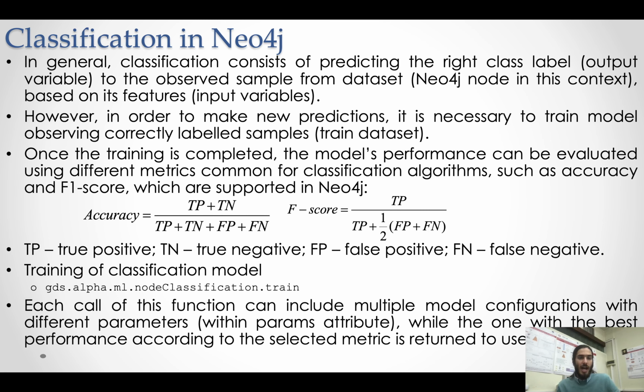In Neo4j, the function used to train a classification model is called gds.alpha.ml.nodeClassification.train. Each call of this function performs training for a desired set of features, and we need to specify which are the input features and what is the output, the target. Apart from some additional fine-tuning parameters for classification, we can also specify different candidate models, so they will be evaluated against the desired metric, and the one with the highest score according to the specified metric will be stored and returned in the Neo4j local catalog.